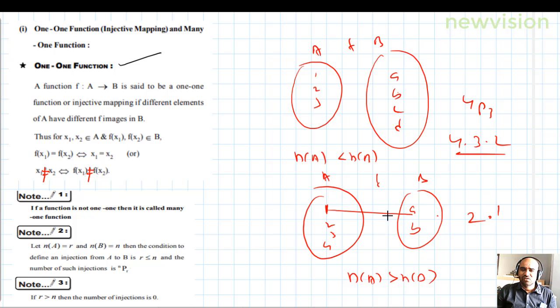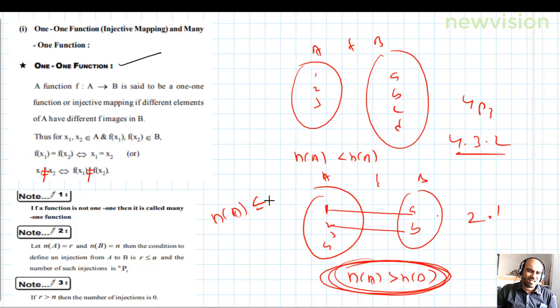No chance for 3, no chance for 4. It means the 1-1 function won't exist. Functions exist, but the 1-1 function won't exist. What is the meaning of that? The condition is n(A) should be less than or equal to n(B), then only 1-1 functions exist from set A to set B.